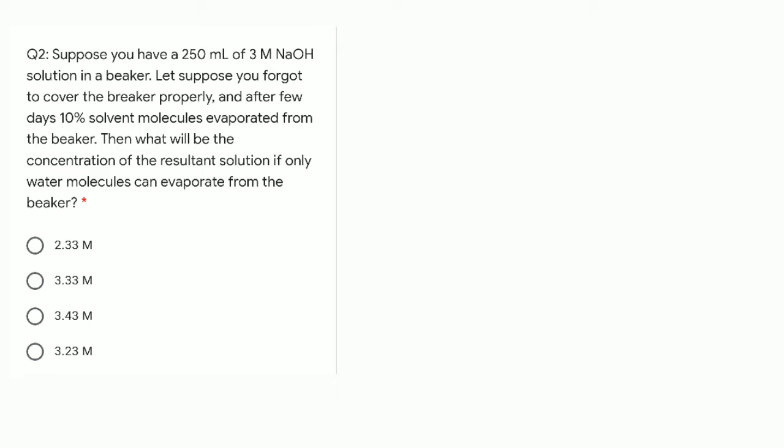Now coming back to question number 2, which is actually the same question, but here the difference is that we have to find the concentration of the resultant solution after removal of 10% solvent. Initially we have 250 ml of 3 molar sodium hydroxide solution. After removal of 10% solvent, how much solution do we have? You see here, 10% of the solvent is evaporated.